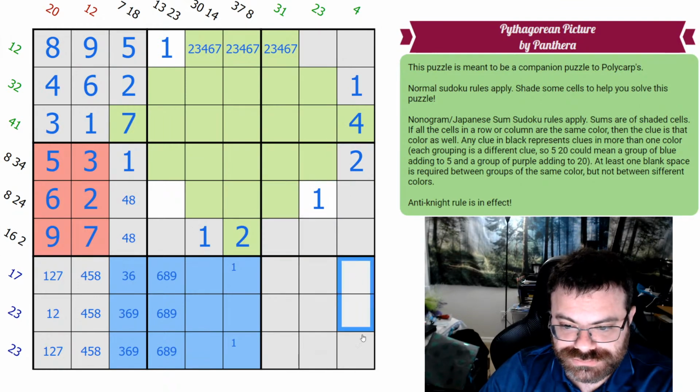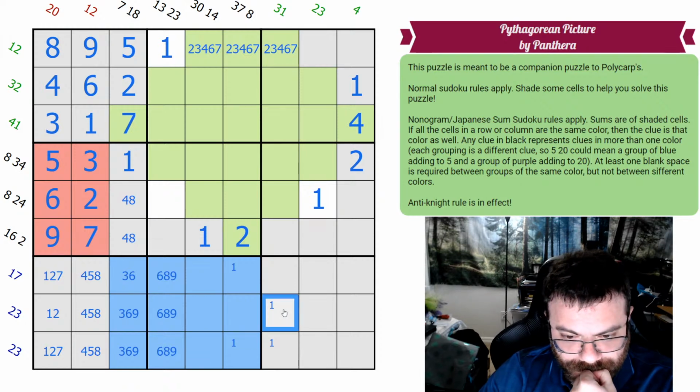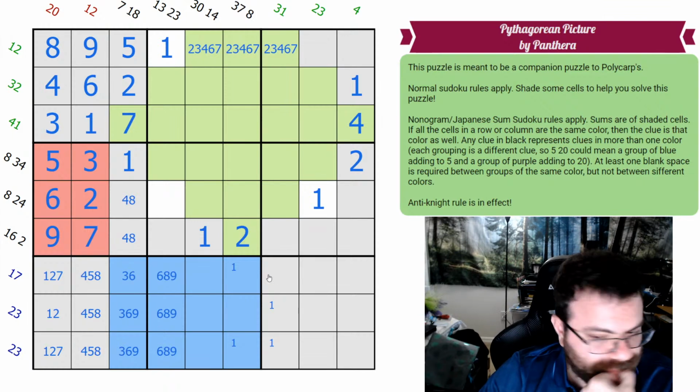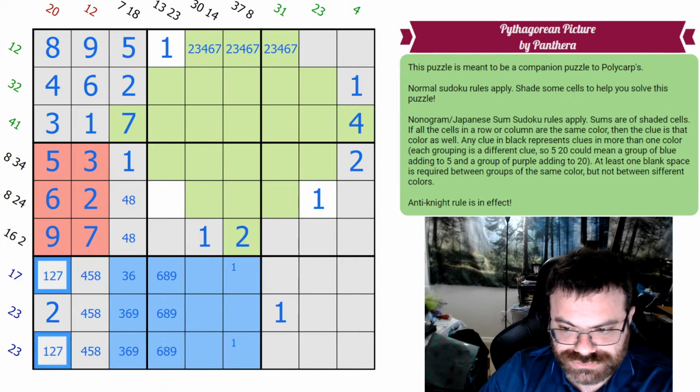One goes here. Anything else see these? No. 1 goes here. Oh, these two, the knight's move sees these two. So this can't be 1. So this is a 1. That's a 2.